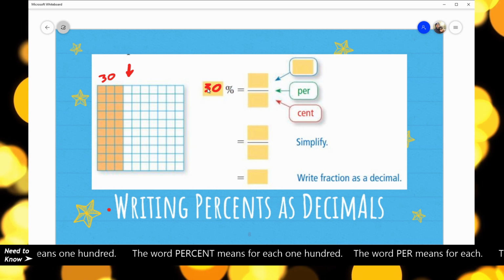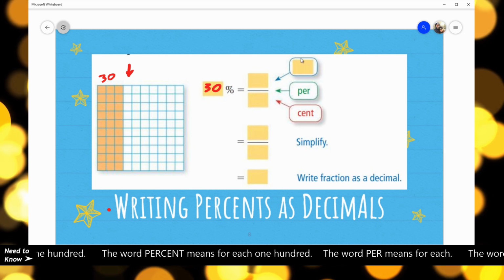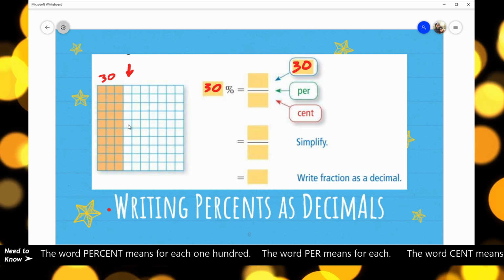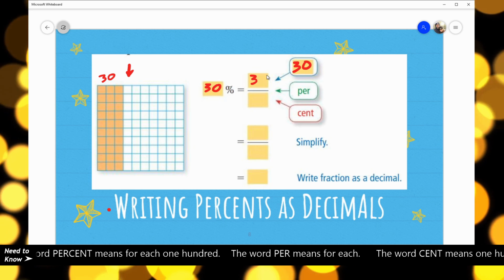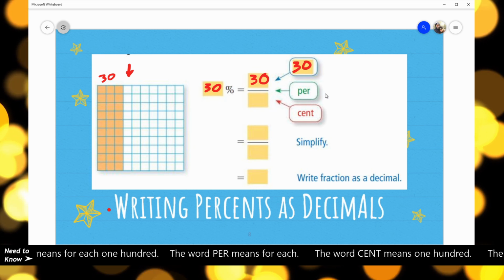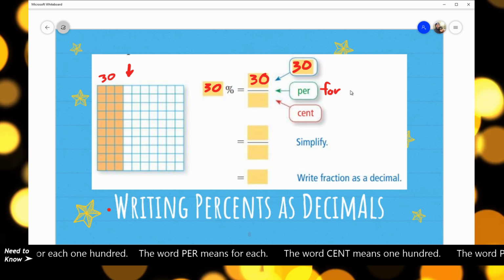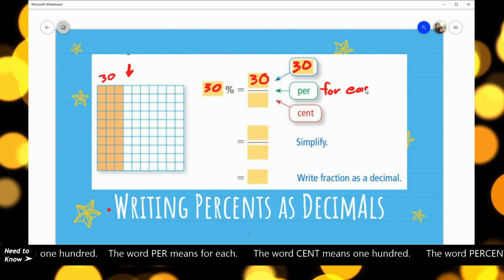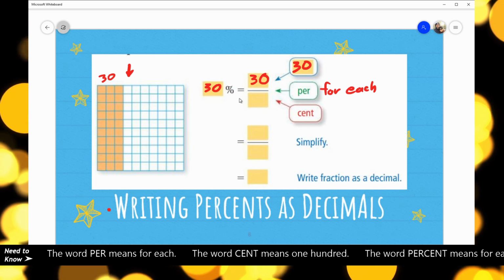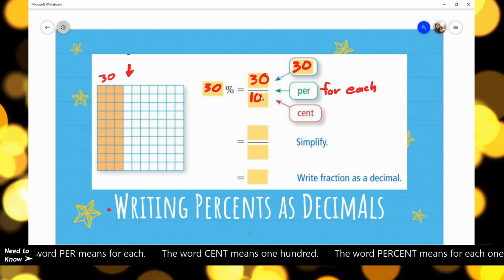The first step is we write it as a fraction. The numerator is how many parts we actually have. And there are 30 parts, so that's 30. The fraction bar is a representation of that word per. Remember, per means for each. So this is 30 for each, and cent means 100. So the denominator is always going to be 100.